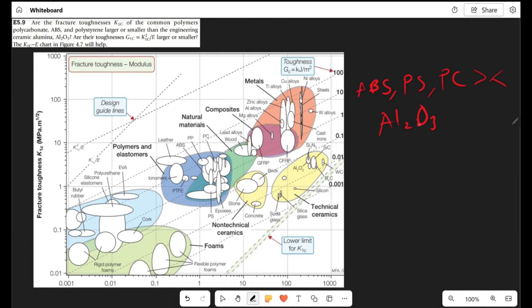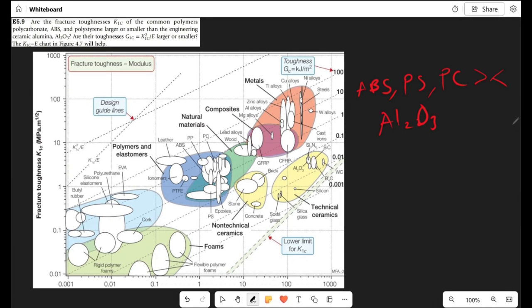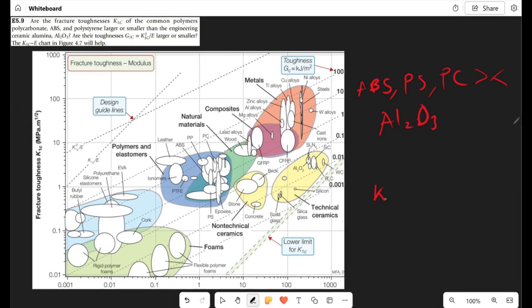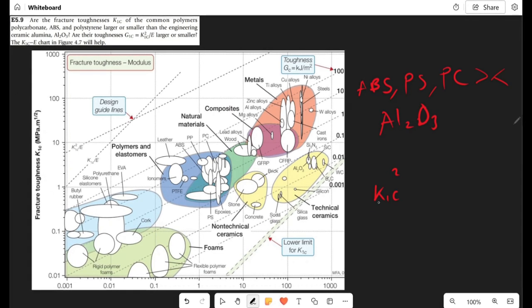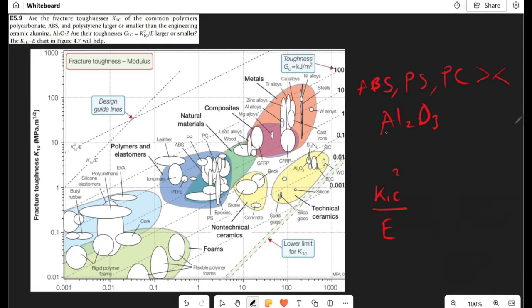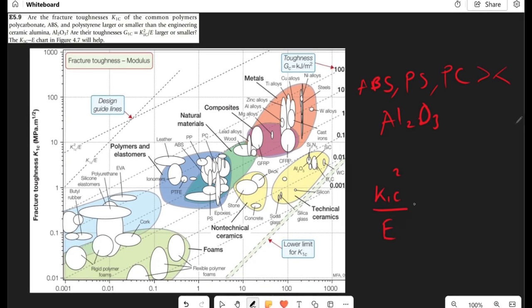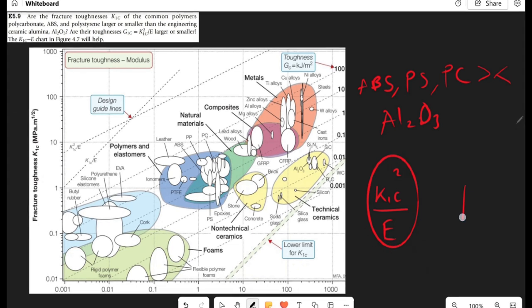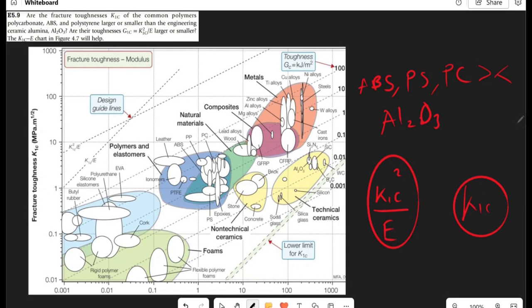We are also trying to look at their G1C, where G1C equals K1C raised to the power 2 divided by their Young's modulus, and whether it is greater for these three polymers or for alumina. So these are the two things we are looking at: K1C and G1C.